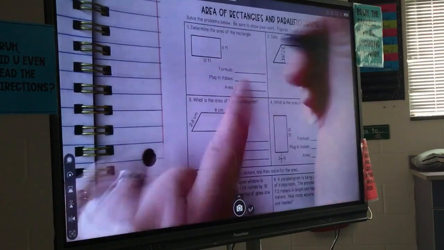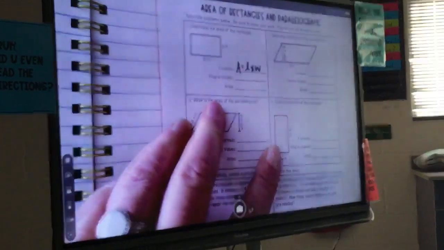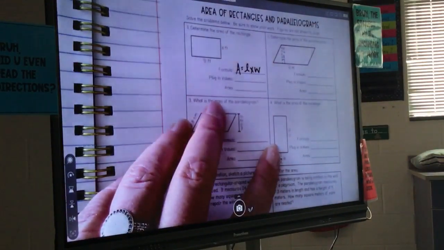May I have your attention, please? 8th grade teachers, please send your students who need to do picture retakes to the auditorium at this time. Thank you.